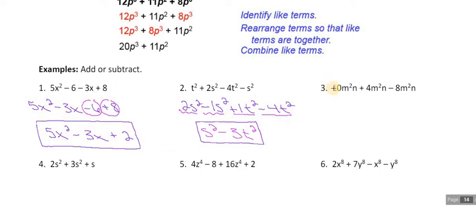Looking at number 3, we've got 10m squared n plus 4m squared n minus 8m squared n. All 3 of these terms have m squared n's. So that makes them all like terms. They all have the same exact variables to the same exact power. So we're just going to add their coefficients. So we have 10 plus 4 is 14, minus 8 is 6. So this is going to give us 6m squared n.